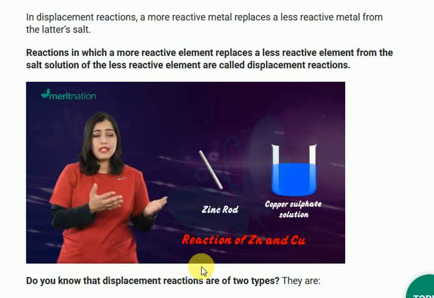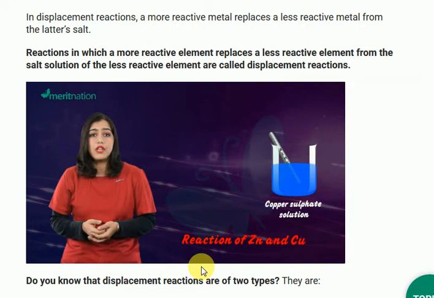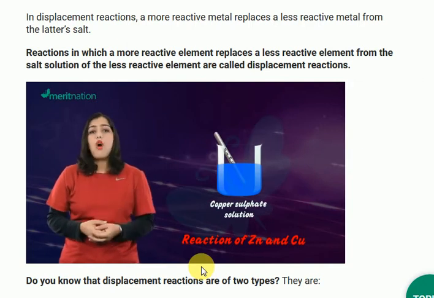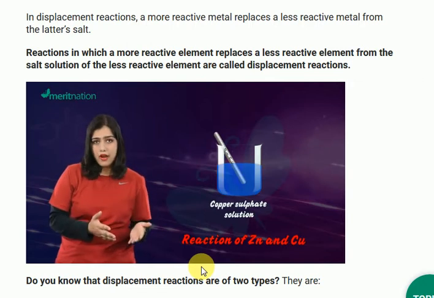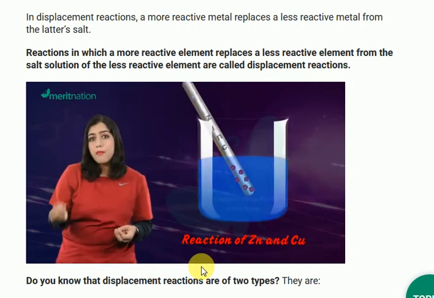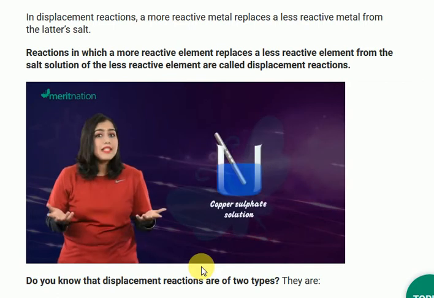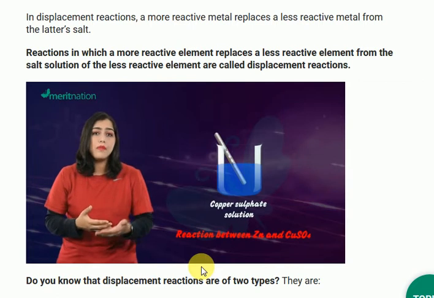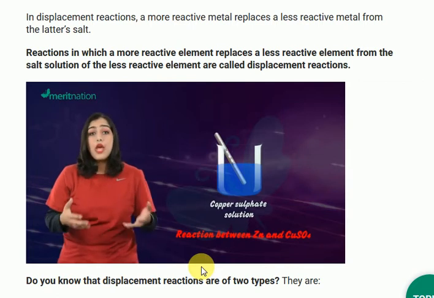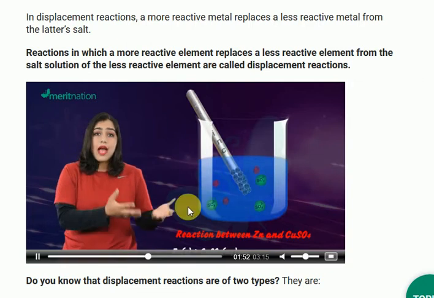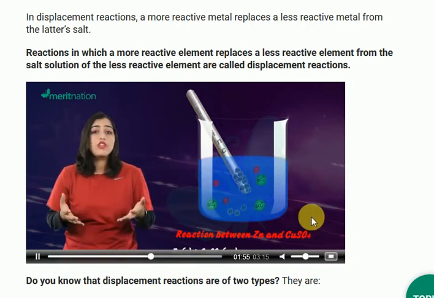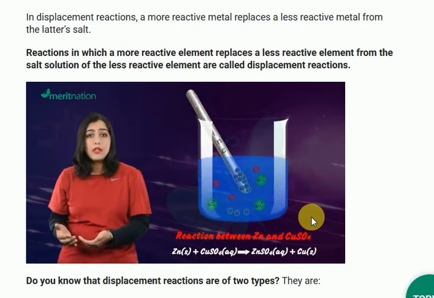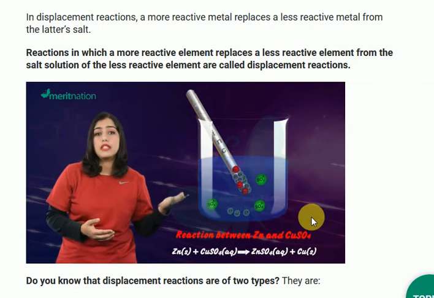And if we dip this zinc rod into the copper sulfate solution and leave it for a few minutes, we will notice that the blue color of copper sulfate changed to colorless and there were red deposits on the zinc rod. Now, what does this signify? This implies that there has occurred a reaction between zinc and copper sulfate solution where zinc atoms from the rod broke away and came into the copper sulfate solution, and in this process they displaced copper ions from the solution which were deposited on the zinc rod.